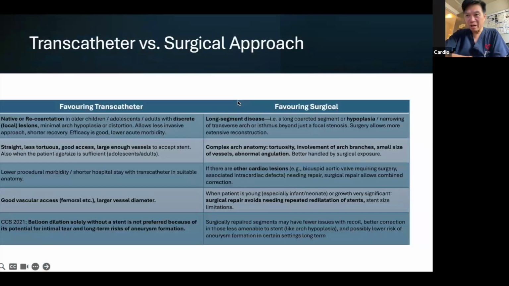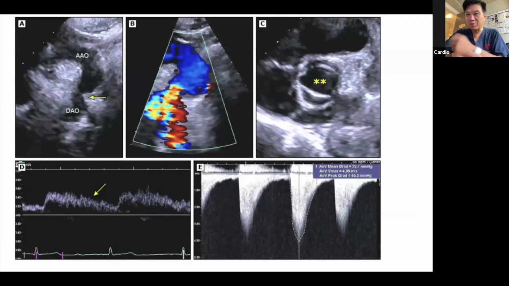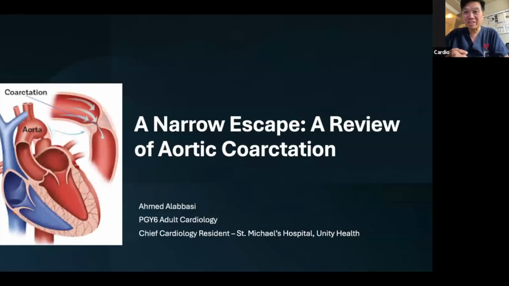Thank you, Dr. Alabbasi, for reviewing this very important topic, because this is often in the exam. So it's useful for the trainees as well to know about this. It is one of these things that we always think about when someone develops hypertension, especially in an unusual age range, especially when they're young. So definitely part of our differential diagnosis.